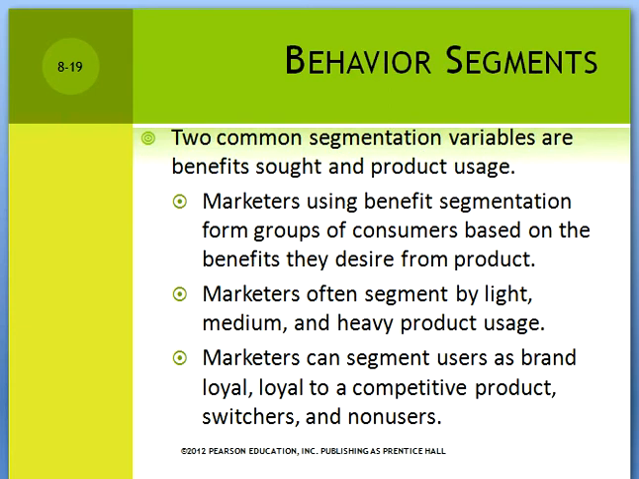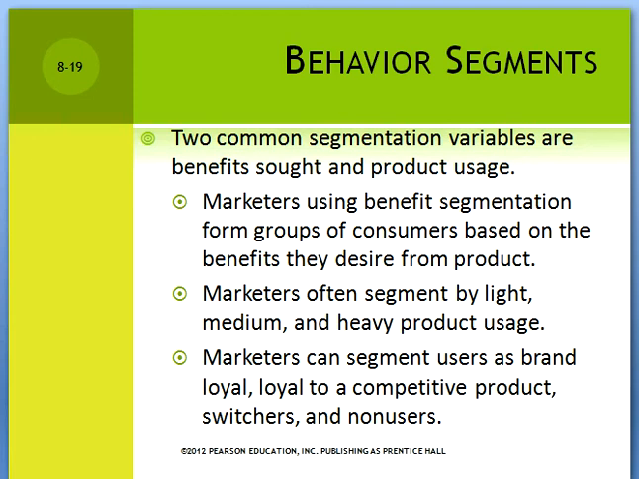Behavior segment. Two common segmentation variables are benefit sought and product usage. This is when companies like to divide their market into segments based on behavior. Marketers use benefit segmentation to form groups of consumers based on the benefit they desire from the product. Marketers often segment by light, medium, and heavy product usage also.